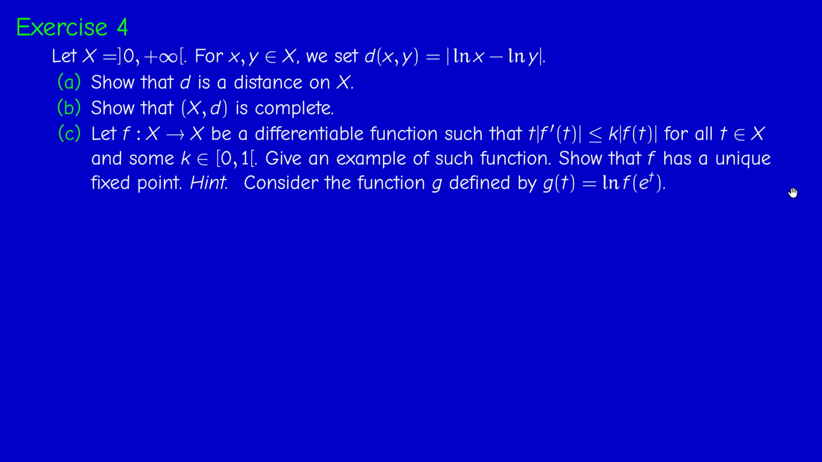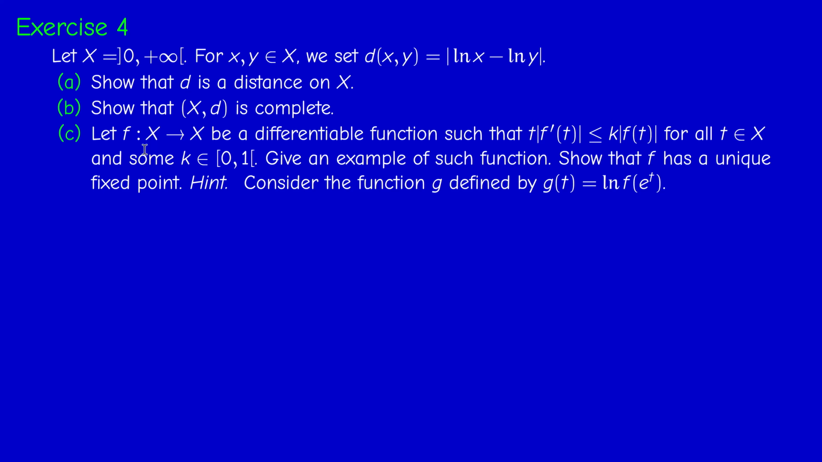Exercise 4, also an exercise on the fixed point theorem. So we consider the space X of positive numbers, and we equip it with this distance, d(x, y) equals |ln x minus ln y|. Then you have to show that d is a distance and X is complete under this distance. And then we have to apply the Banach fixed point theorem.